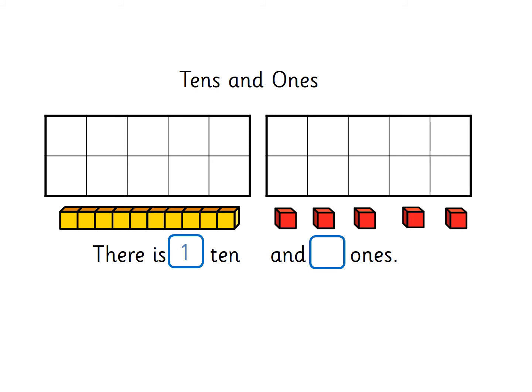So we've got 1 ten, one lot of 10, one stick of 10 there. And we have got 5 ones. So what is 1 ten and 5 ones all together? Let's count. 10, 11, 12, 13, 14, 15. So there are 15 blocks all together. 1 ten and 5 ones equals 15. There are 15 blocks.